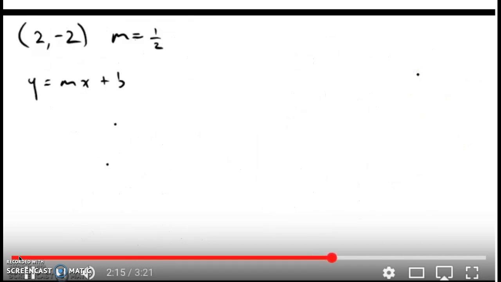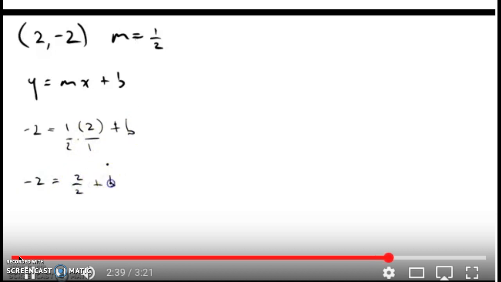Okay, sometimes we're also given 1 point and a slope. So when we do this, we have to solve for b again. So put in negative 2 for your y. That's the y in that point. We're putting in the slope, which is 1/2, and then put the 2 in for x. And we know that our denominator with the 2 is 1. So we get 2 halves. We're just going to simplify eventually. So 2 halves is 1.